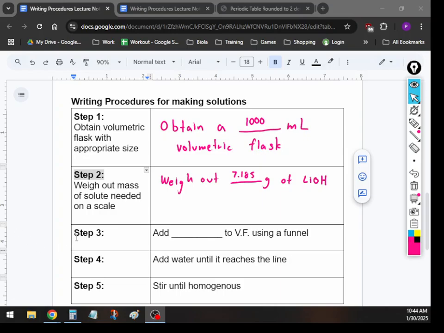All right, step 3 is pretty simple. You are going to add whatever chemical you're working with. So you weighed out 7.185 grams of LiOH. You're going to add the LiOH into the flask using a funnel. And so if you guys notice, the flask has a pretty skinny neck where you put stuff in. And so we're going to use a funnel in order to pour the compound into the flask. Okay, so that's step 3. You're going to use a funnel in order to add your chemical into the volumetric flask.